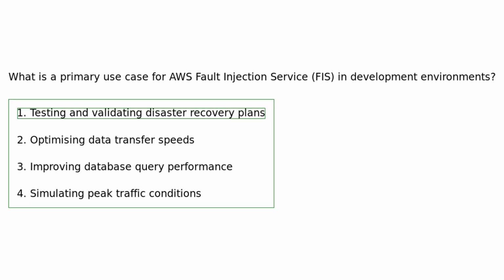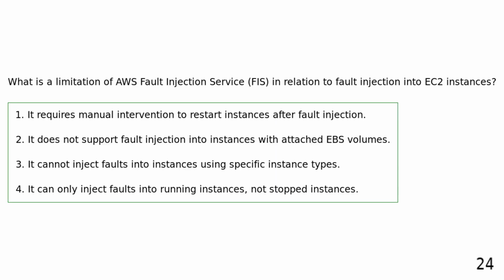A primary use case for AWS Fault Injection Service in development environments is testing and validating disaster recovery plans through controlled fault injection. What is a limitation of AWS Fault Injection Service in relation to fault injection into EC2 instances? It requires manual intervention to restart instances after fault injection. It does not support fault injection into instances with attached EBS volumes. It cannot inject faults into instances using specific instance types. It can only inject faults into running instances, not stopped instances.